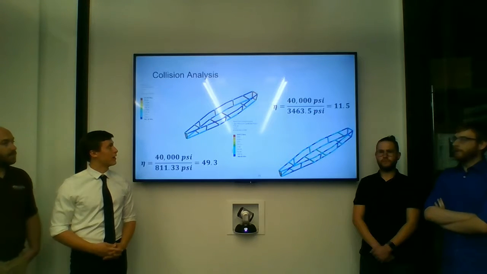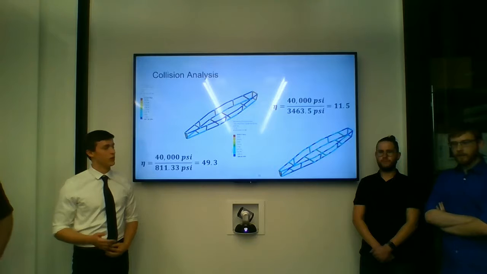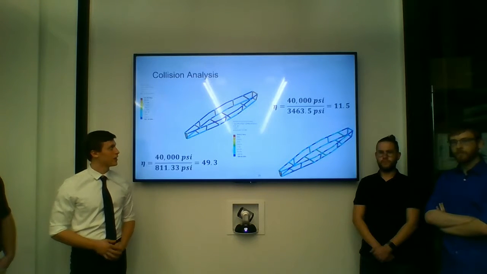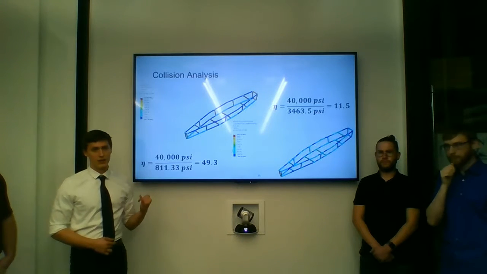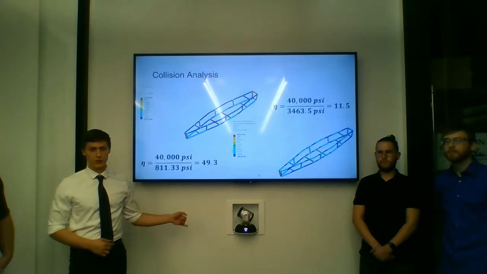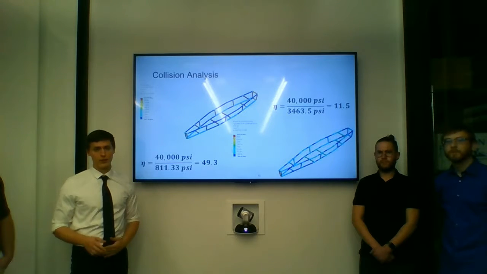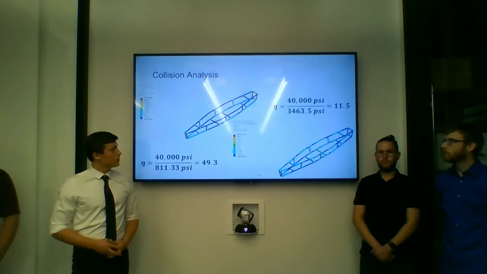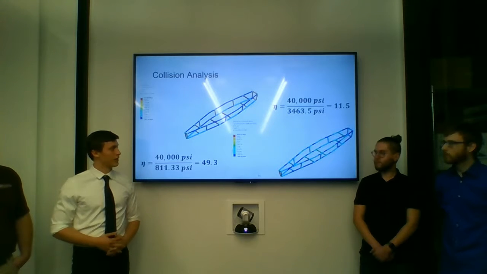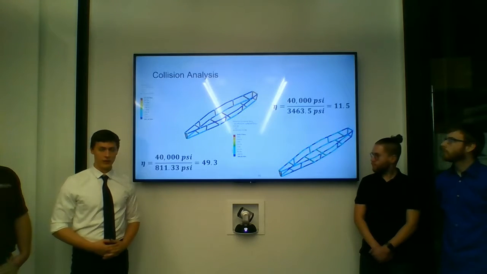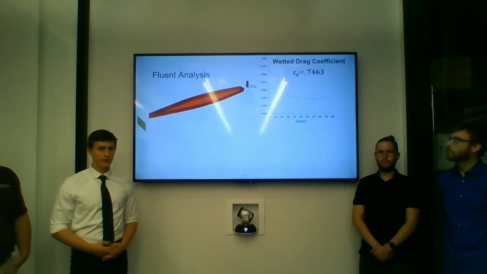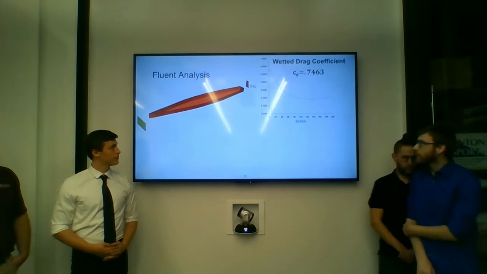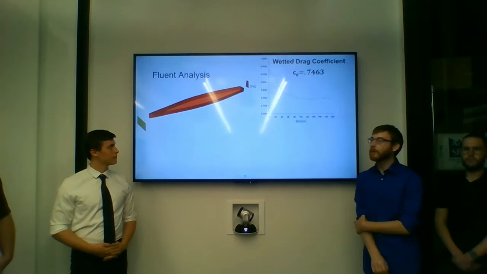Additional tests that we did were a simple collision analysis, which we did by fixing the back end of the kayak and then calculating the amount of force that would be applied to it, assuming a 10 foot per second collision. So using this and determining our large points of stress, we ended up with a factor of safety around 11.5 as well. Once the structural analysis was done, we moved on to a Fluent analysis.